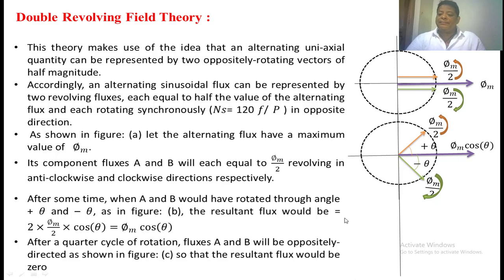After some time, the first vector, this is the A vector we have taken, is displaced by 90 degrees, and the other is also displaced by 90 degrees in the opposite direction. Both get cancelled, so the resultant flux becomes 0. That is, the magnitude of the sinusoidal flux becomes 0 after 90 degrees.